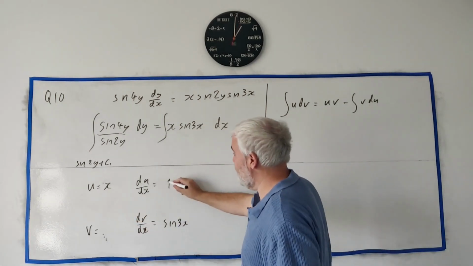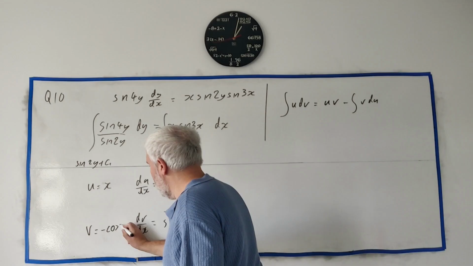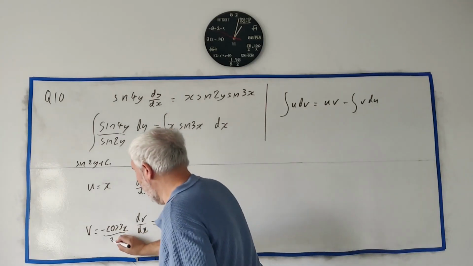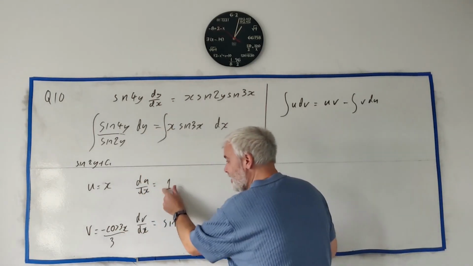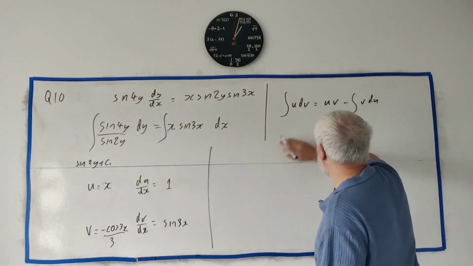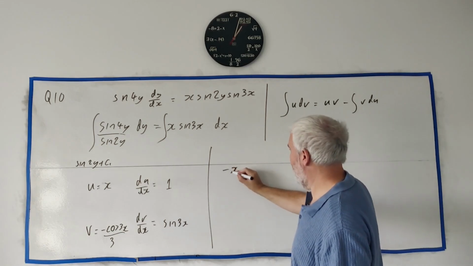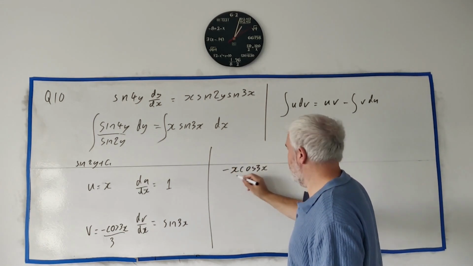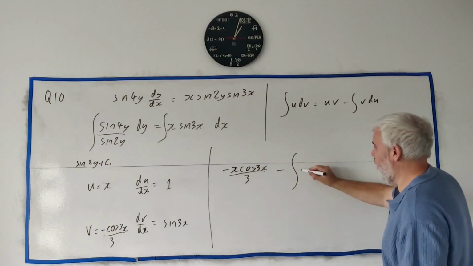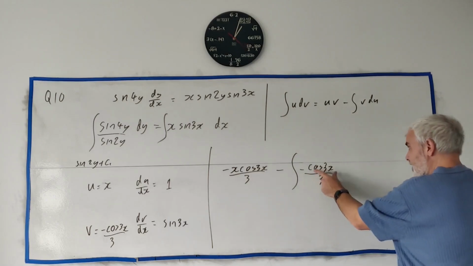Because the derivative of x just becomes 1, and the integral of sine 3x, the integral of sine is minus cosine 3x, and we divide by this 3. So we end up getting that divided by 3. So the question is, is this multiplied by this easier to integrate? Let's write that down. Let's not forget the u times v. Is it easier to do minus x cosine 3x over 3? We don't have to do anything to that, so that's definitely easier. Is it easier to do minus the integral of minus cosine 3x over 3? And yeah, this is quite simple to do.